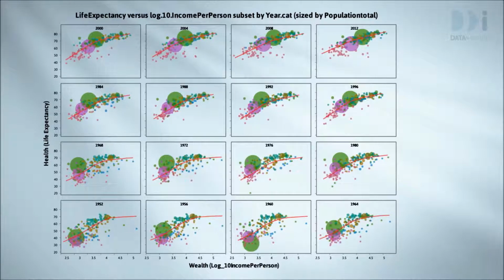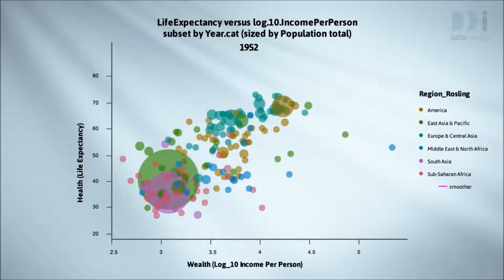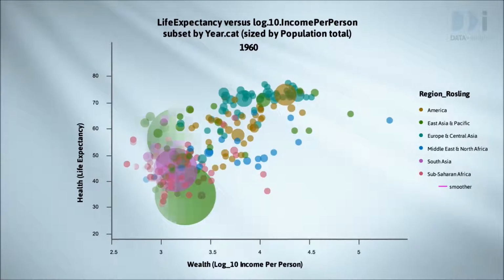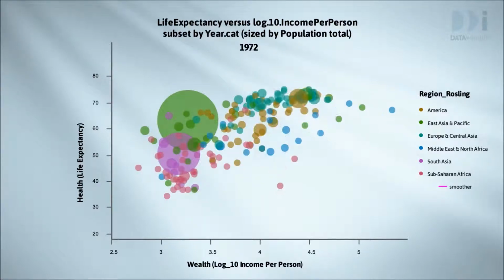Or I can look at all regions together over time. You'll see that I've added a smoother as a unifying feature to make it easier to see what's happening to the whole point cloud over time. I find what's happening here easier to see if I play it through time, rather than looking at a grid of plots.